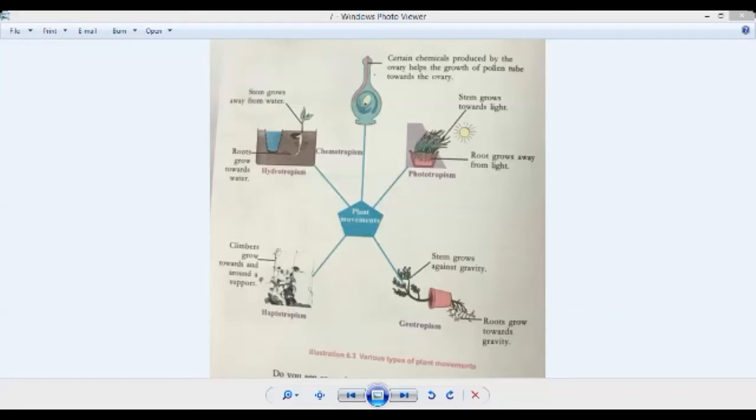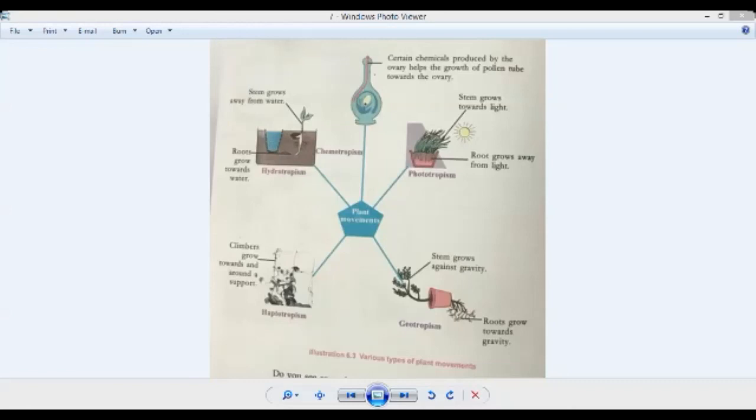Then hydrotropism: stem grows away from water, root grows towards the water. That is hydrotropism. Once again I will repeat for you, stem grows away from water and root grows towards the water. Then haptotropism. Haptotropism means climbers grow towards and around a support.